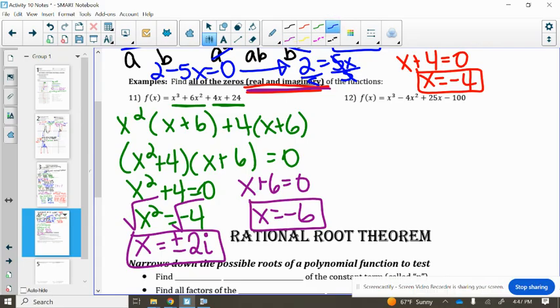You are going to end with looking at the solutions, real and imaginary, for number 12. Make sure you list them all out.